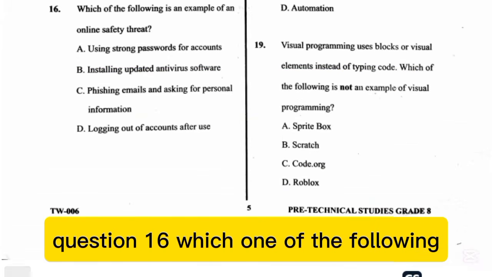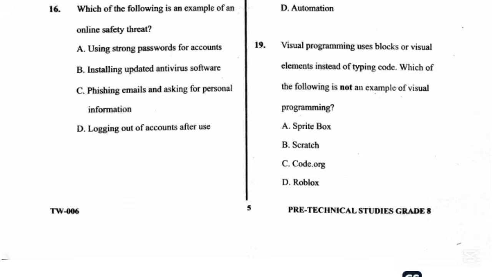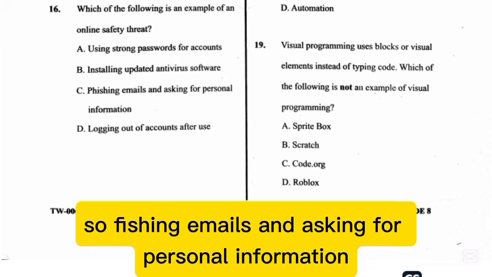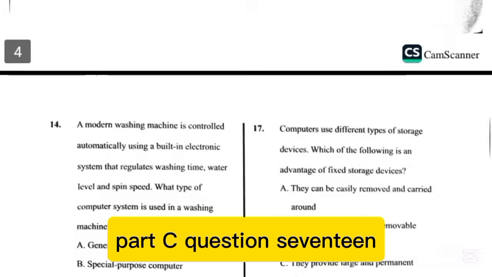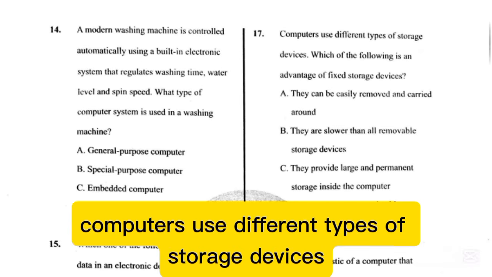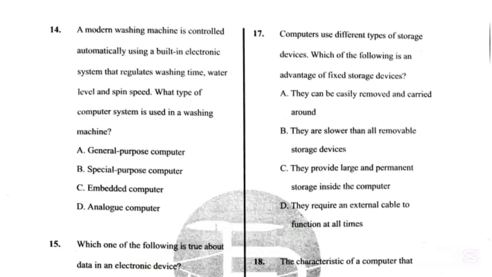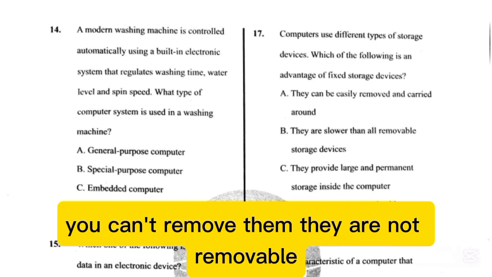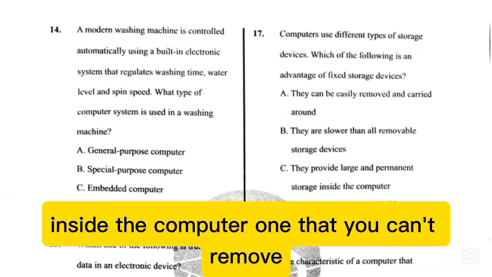Question 16. Which one of the following is an example of an online safety threat? So phishing emails asking for personal information, part C. Question 17. Computers use different types of storage devices. Which of the following is an advantage of fixed storage device? Remember, fixed, they are inside the computer. You can't remove them. They are not removable. So you find that they provide large and permanent storage inside the computer, one that you can't remove.